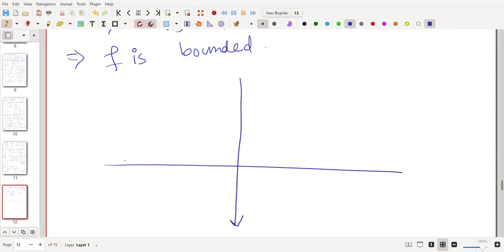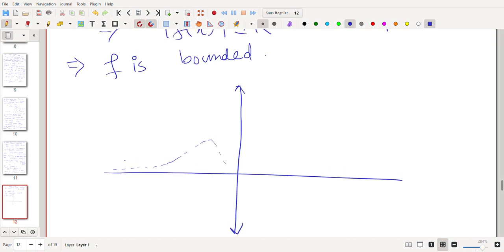Now the thing is to draw a picture. You can see that it might be this way or that way, but ultimately it goes to 0 on both sides. Someone can conclude that it must attain at least one maximum or minimum.